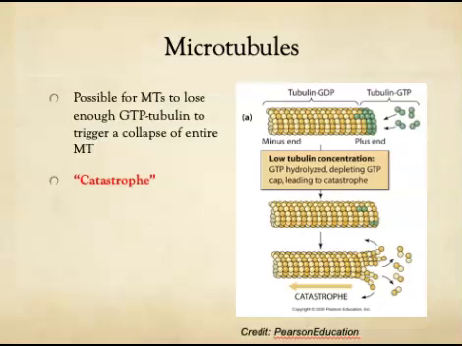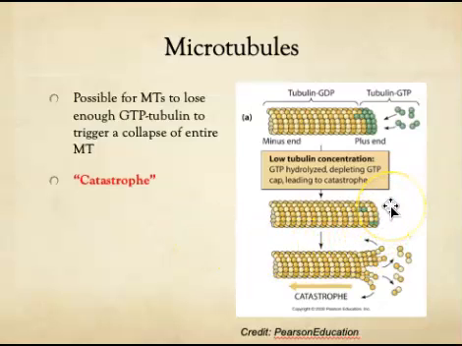There will come a point, though, when the GTP cap is lost. In other words, as a microtubule shrinks, as the rate of removal at the minus end is greater than the rate of addition at the plus end, the cap will get smaller and smaller and smaller. And eventually the cap will be lost. Once the cap is gone, there's no more protection from loss at this end, and an event will occur called a catastrophe. I love that term. A catastrophe, a catastrophic breakdown of the microtubule.